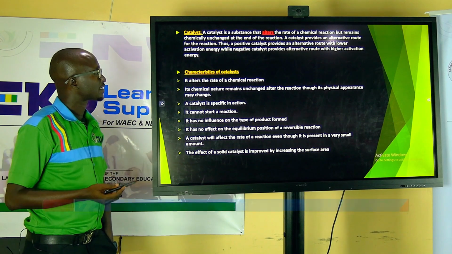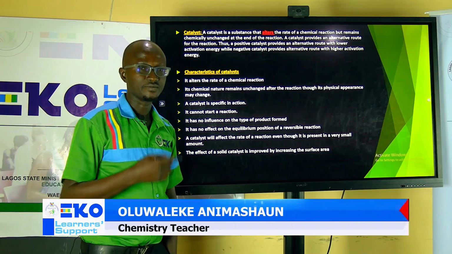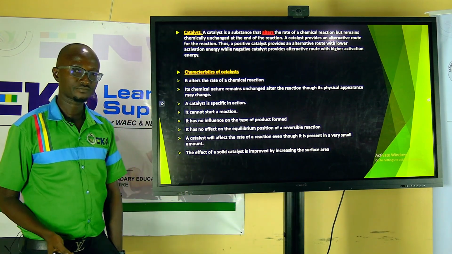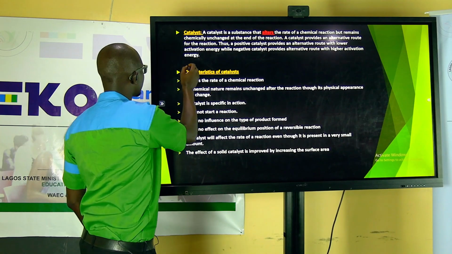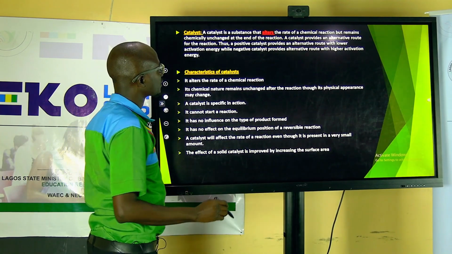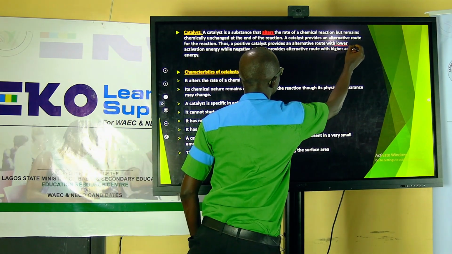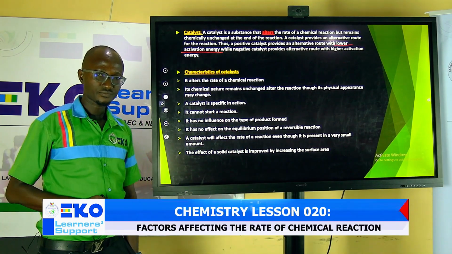So, a catalyst increases the rate. A positive catalyst increases the rate of a reaction. The function of a catalyst, take note of this. You will see it in some examination question. The function of a catalyst is to lower the activation energy. It's a very important point. To lower the activation energy.